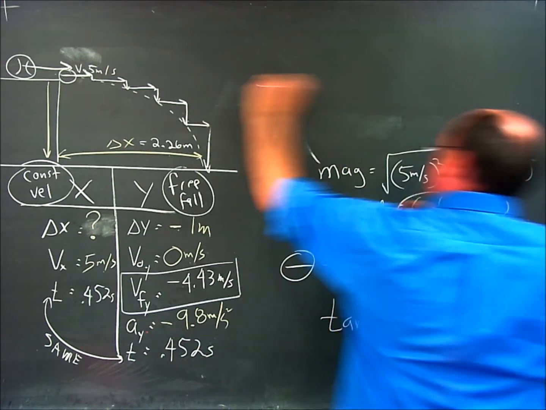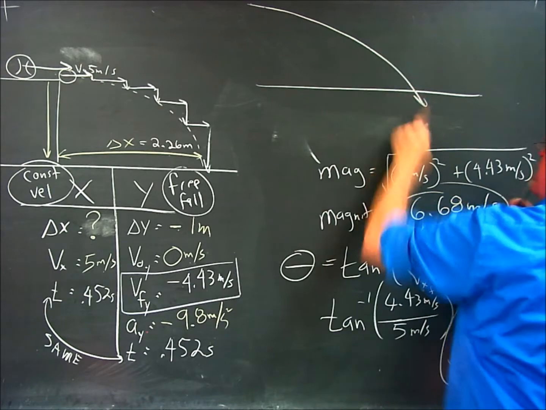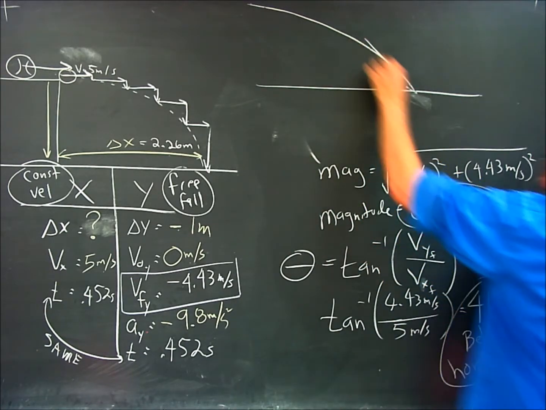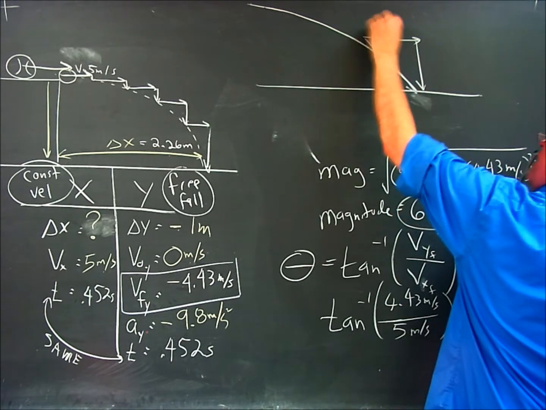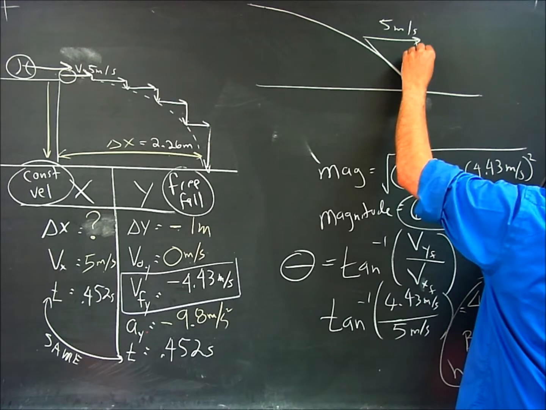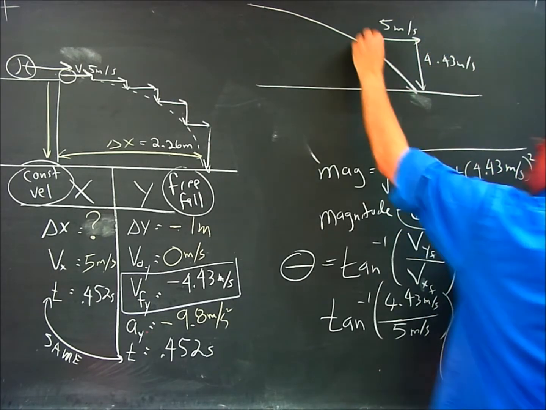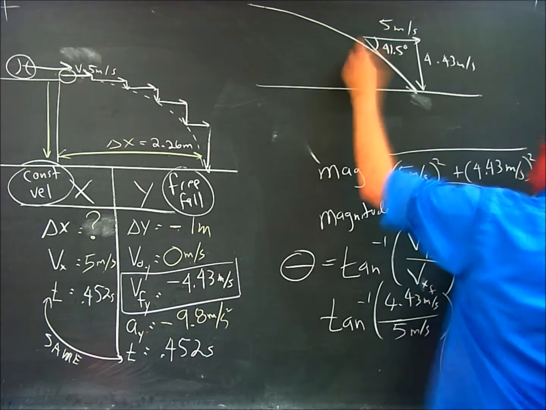Here's the ground. And the ball was coming through the air and was about to hit the ground. So the ball hit the ground right here. So at that particular moment, it was going, as I said, and it had some x piece and some y piece, and this was 5 meters per second, and this was 4.43 meters per second, and this is the angle I'm talking about of 41.5 degrees below the horizontal.